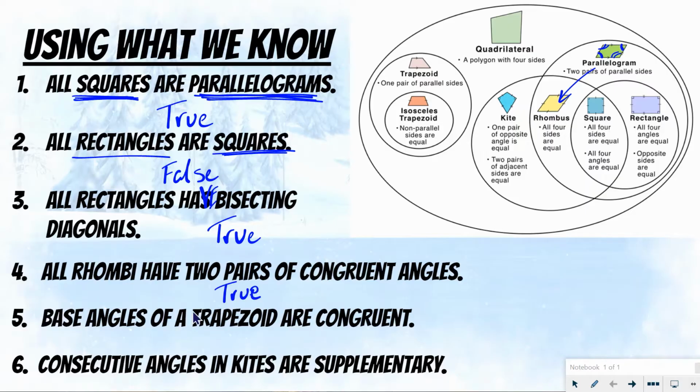Base angles of a trapezoid are congruent. If it said an isosceles trapezoid, then that's true. But base angles of a normal trapezoid do not have to be congruent, so that is false.